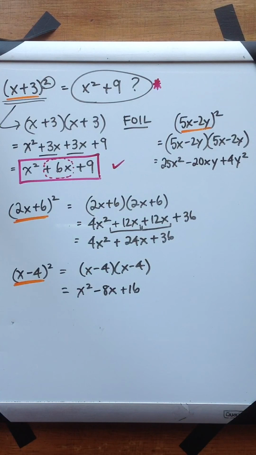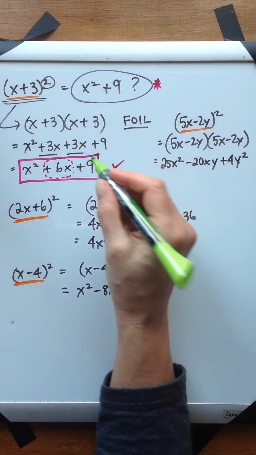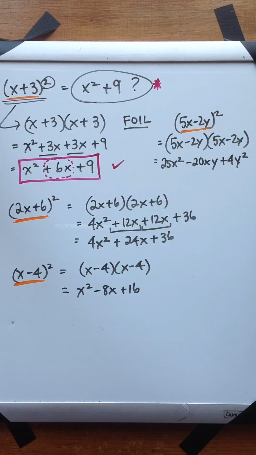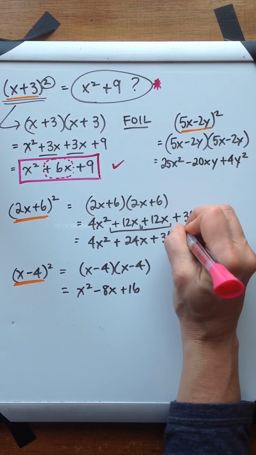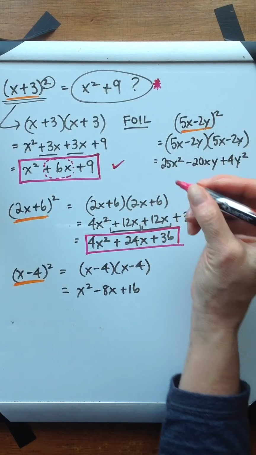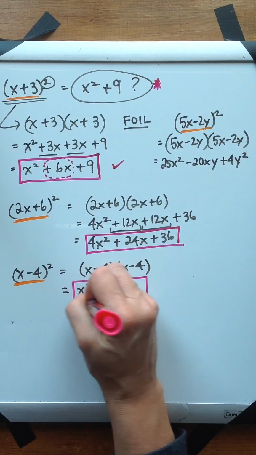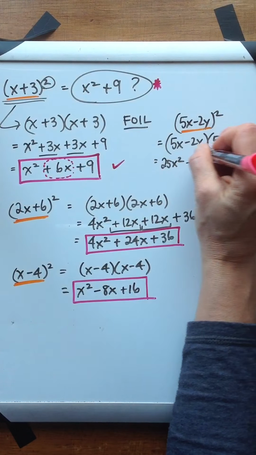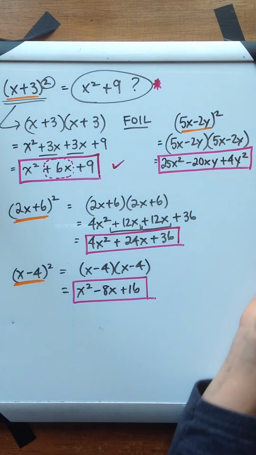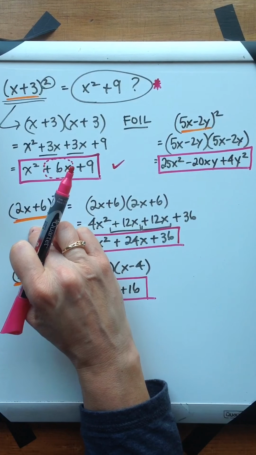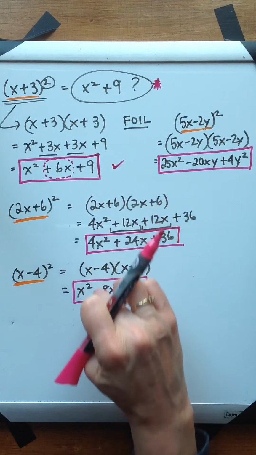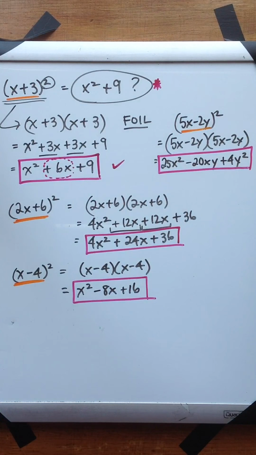And the trinomial answer that we get is what's in the pink up there. So I'll continue with pink down here. Here's the trinomial answer. Trinomial answer. Trinomial answer. Isn't it interesting that every time we multiply a binomial by itself, we always get a trinomial answer? Okay?